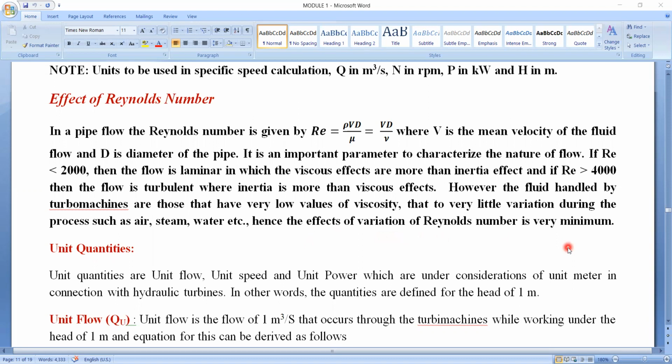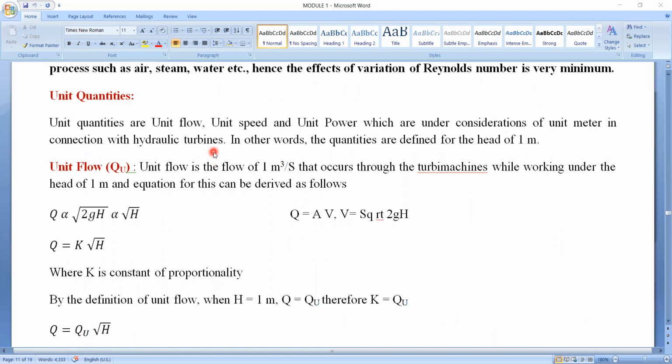Okay, so this is an expected question in the exam. The question will be like this: explain the effect of Reynolds number on the performance of turbo machines. So you have to say, as the turbo machines use fluids which are less viscous in nature, like water, air, steam, etc., any variation in Reynolds number will not cause any effect on the performance of the turbo machine. Is that clear? Okay, I hope this is clear.